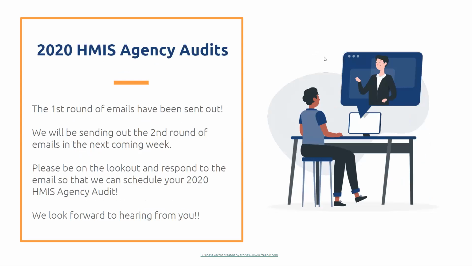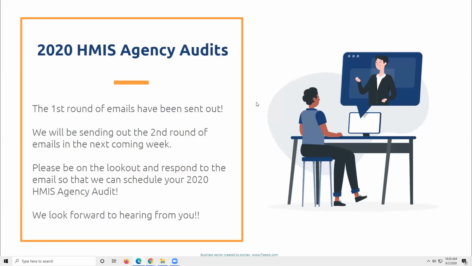So it is that time of the year again for the HMIS agency audits. Unfortunately, due to COVID, our audits this year will be virtual. The first round of emails has been sent out, which includes instructions on submitting the 2 agency agreements, completing the 2020 HMIS agency audit form, and then how to check and self-certify your computer security system. We will be sending out the second round of audit emails in about a week or so. Please be on the lookout for that in order to schedule your agency audit. We look forward to hearing from you.